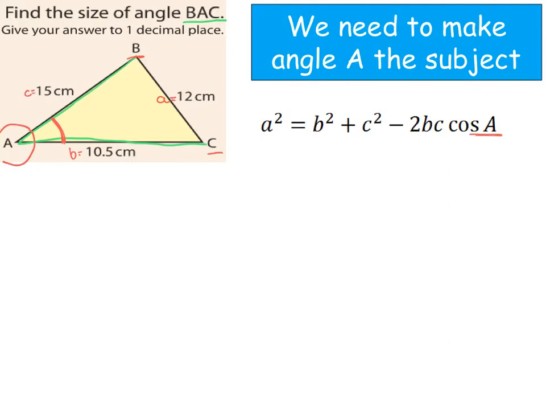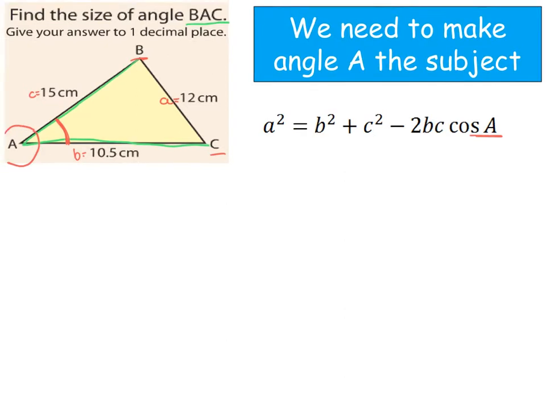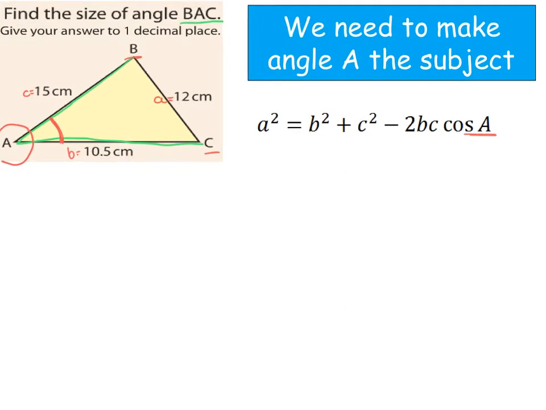So the problem here is that if I use this formula here, if I substitute everything in, it's not going to give me cos A straight away. Okay, so in fact, let's just do that. So that would be 12 squared is equal to 10.5 squared plus 15 squared minus 2 times 10.5 times 15 times cos A. So it's actually the angle here that I'm looking for rather than everything else.